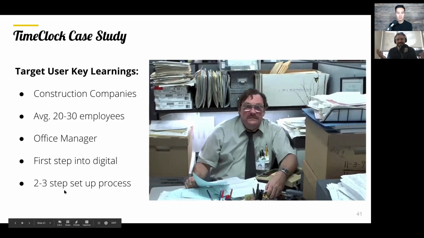And here are some of the things that we found. So this was our target user right here on the right. Those of you that know Office Space, you may recognize this image. So this was the person that was using our app and converting to a customer. We found that the majority of the people downloading and using the app were construction companies, with an average of 20 to 30 employees. So kind of a small organization, small back office.